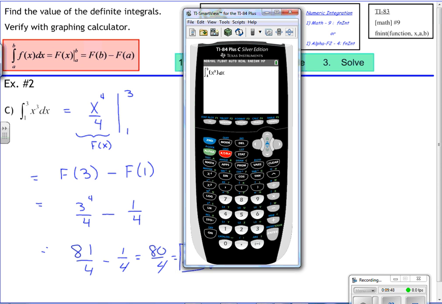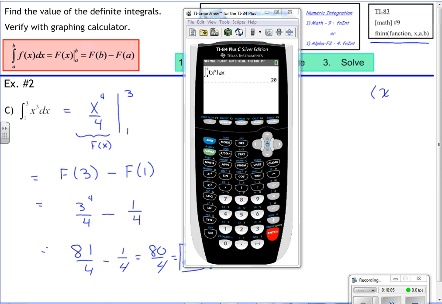So I just put it in like I see it and hit enter, and it couldn't be easier. It spits out the number, which is 20, and that's all great. If you have a TI-83, here are the instructions for that. You still go to Math 9, but you've got to key your function inside these parentheses.